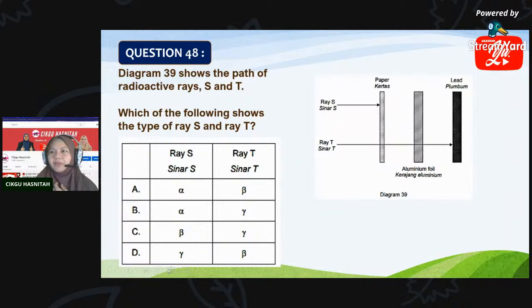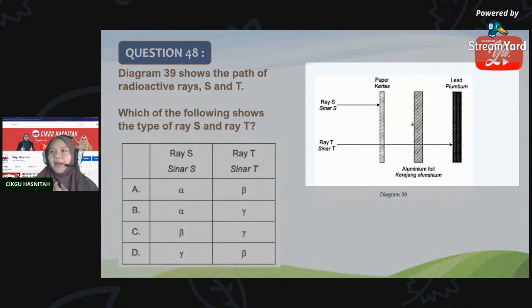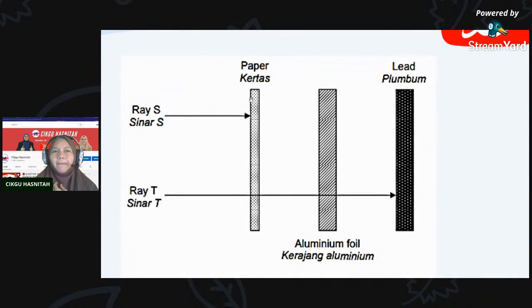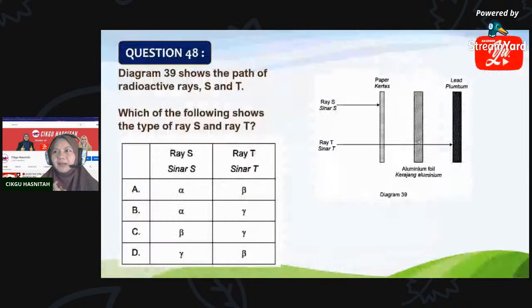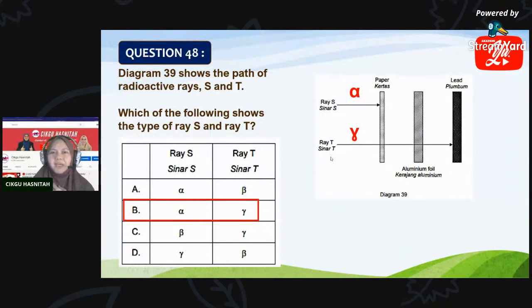Look at diagram 39. It shows ray S can be blocked by paper, while ray T can pass through paper and aluminium, and it is blocked by lead, plumbum. So the answer is B. S is alpha and T is gamma. Very good. Answer is B. Yes, Yizen, it is B.